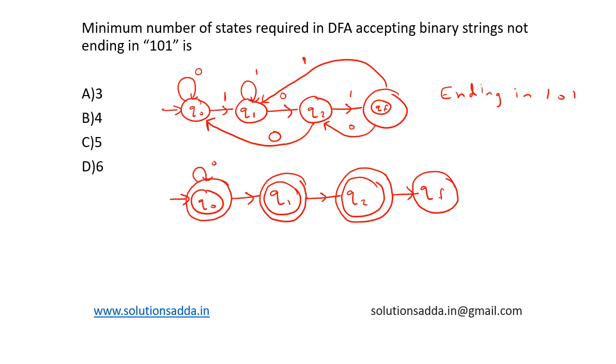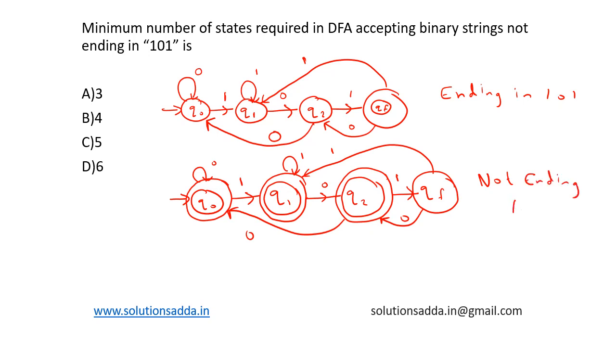That is, upon seeing 0, it will be looping. Upon seeing 1, it will be moving here. Upon seeing 1, it will be looping. On 0, it will be moving here. Upon 1, it will move here. Upon seeing 0, it will move to Q2. Upon seeing 1, it will move to Q1. Upon seeing 0, it will move to Q0. This is the DFA which accepts binary strings not ending in 101. So the total number of states are 1, 2, 3, 4, and this is the minimal. So option B is the correct answer.